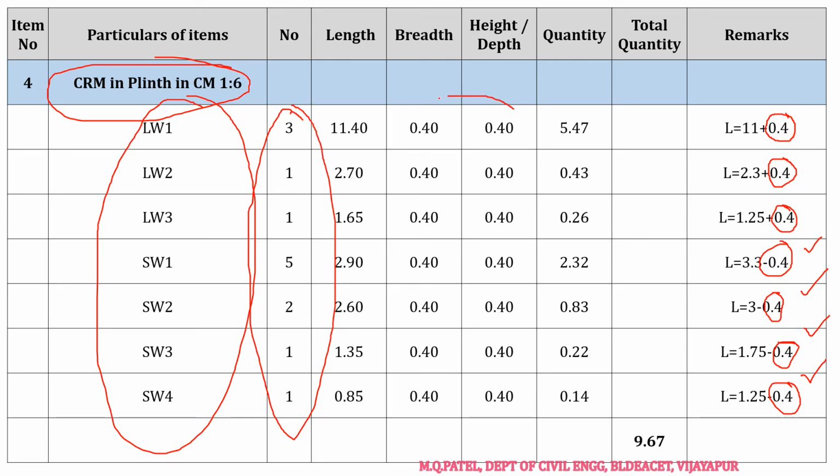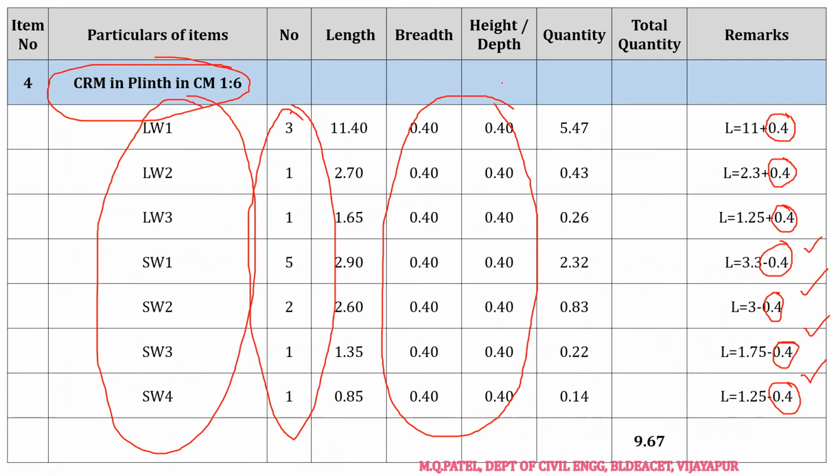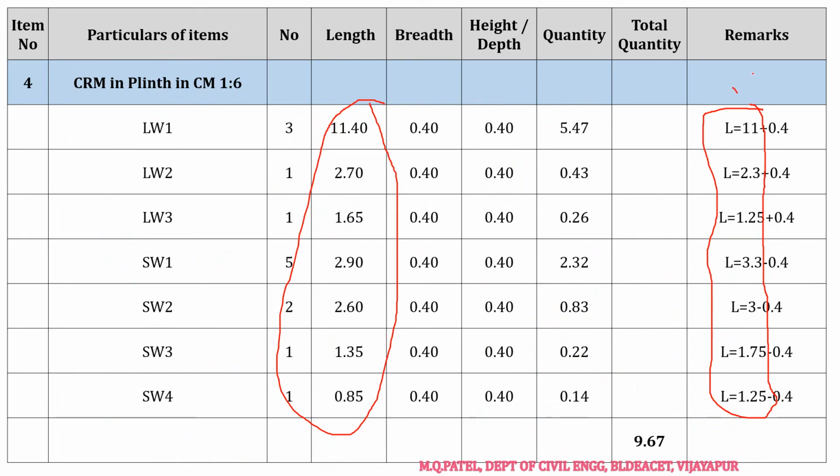This breadth and depth is already given in the figure itself, 0.4 here and 0.4 here. So this is given, and only this data is going to change. How it has to be calculated is very simple. You had told me this calculation earlier also. Only instead of 0.5 this will become 0.4. If you substitute the same way, you'll be getting the answer.